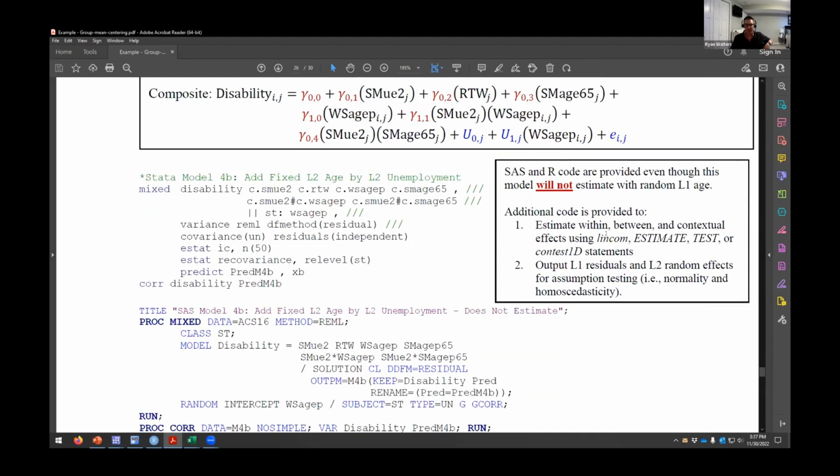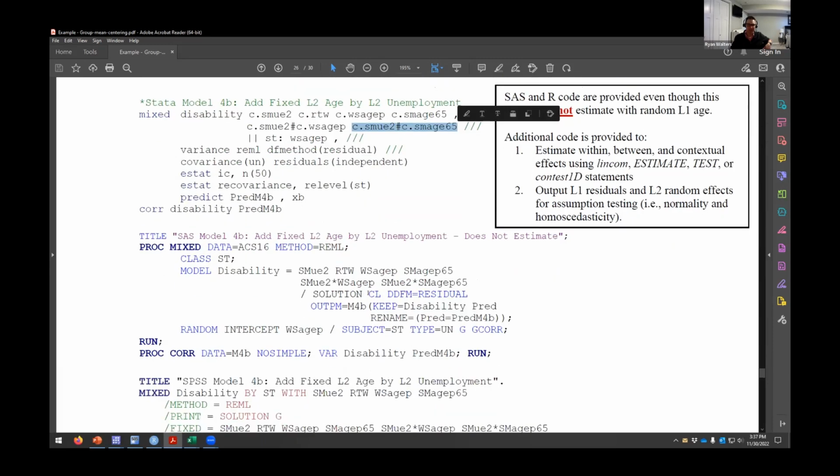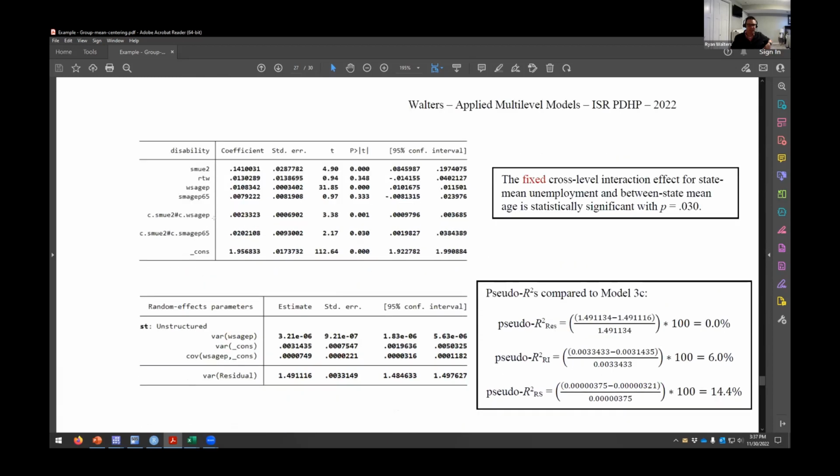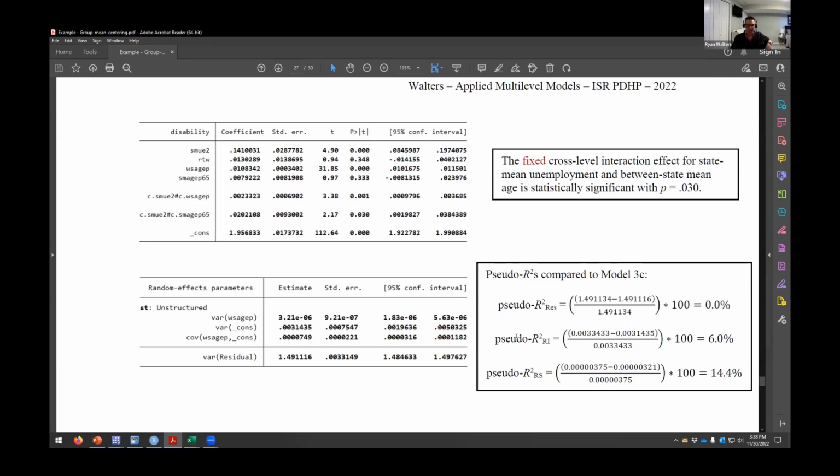Again, I have a bunch of LINCOM, ESTIMATE, TEST, and CONTRAST 1D statements that provide between, within, and contextual effects throughout the interactions, etc. But basically the effect we've added here is state mean unemployment by state mean age. And you can see that this effect is statistically significant as well. So now state mean unemployment actually moderates the effect of state mean age. State mean age moderates the effect of state mean unemployment. So combined, these two predictors explain 6% of random intercept variance and about 14-ish% of random slope variance.